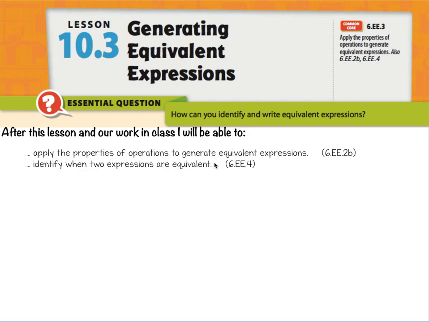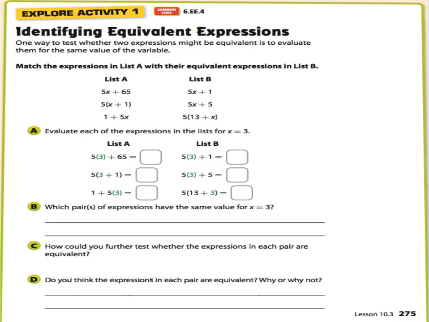We've talked about equivalent ratios, fractions, and things of that nature, and that's when we have two fractions or ratios that don't have the same numbers, but they have the same value. Same idea with expressions. So we're going to talk about how to use those properties to create two equivalent expressions, and then also how to identify when two expressions are equivalent. Right? So here we go.